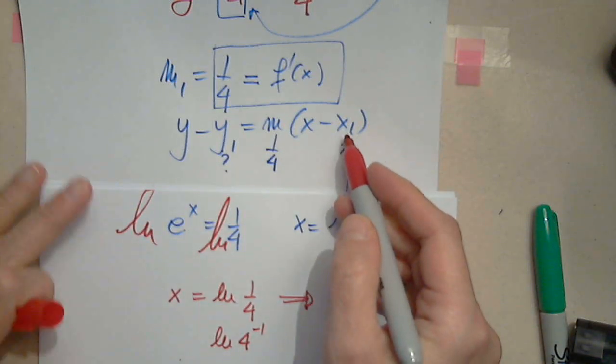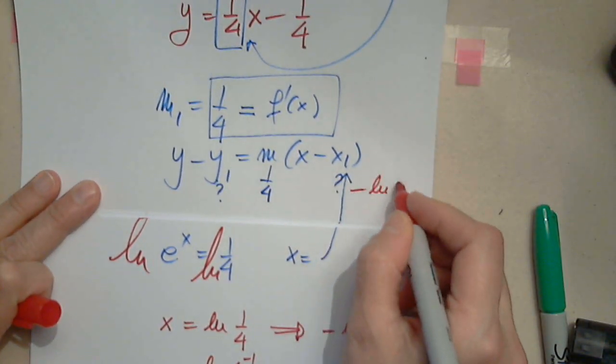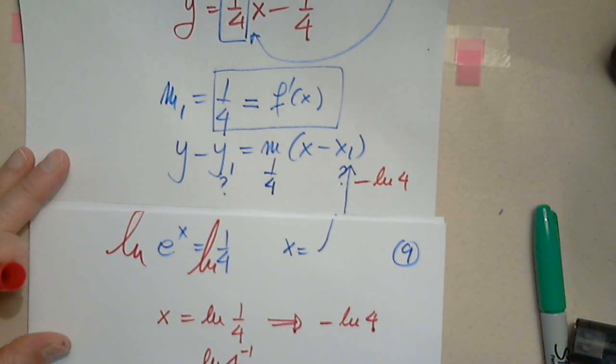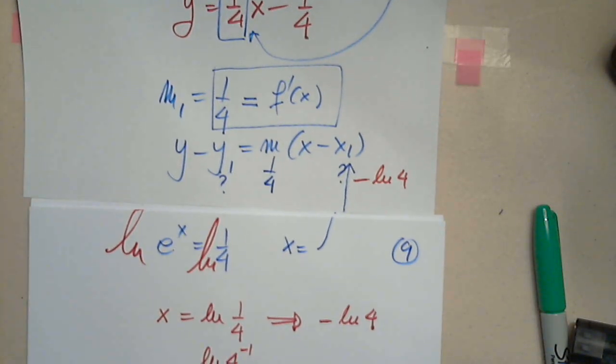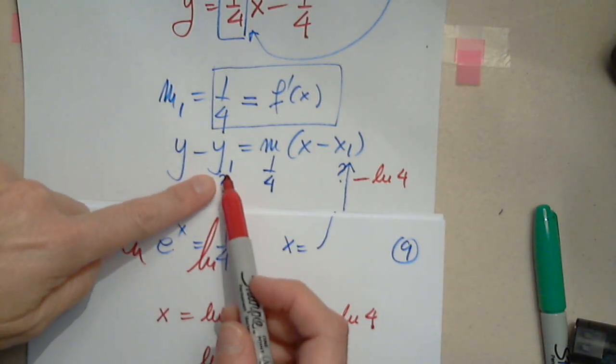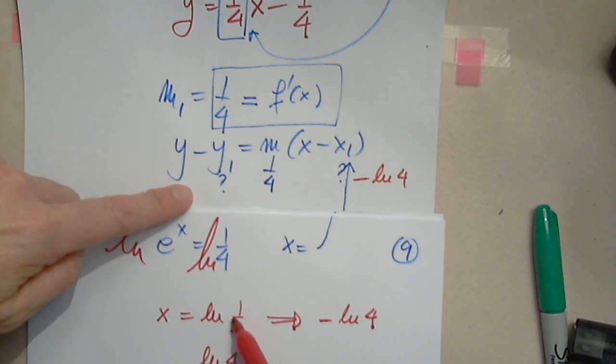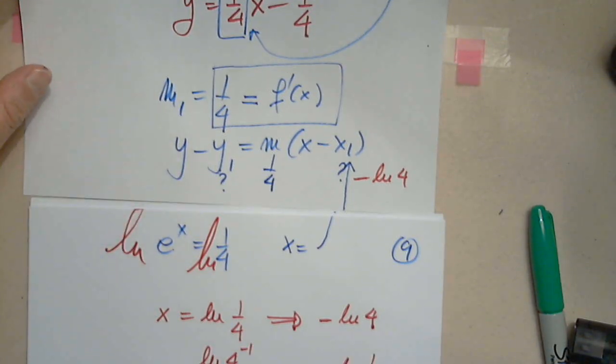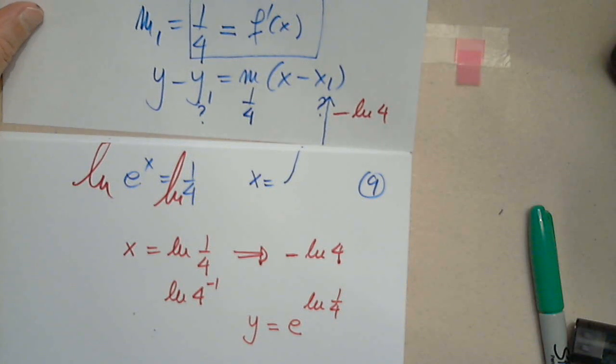So this x is negative natural log 4. And we need to determine now the y function value when x is natural log 1/4. So y equals e raised to natural log 1/4. Anyone remembers what happens now? It's okay if you don't, I'll explain.